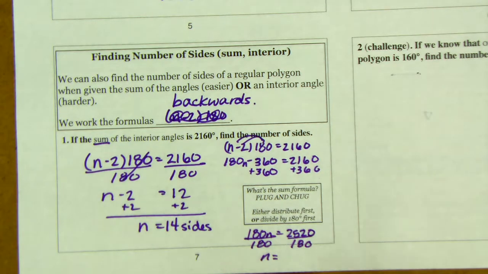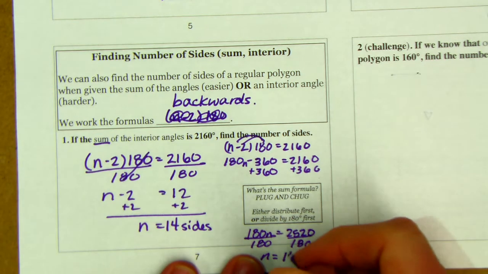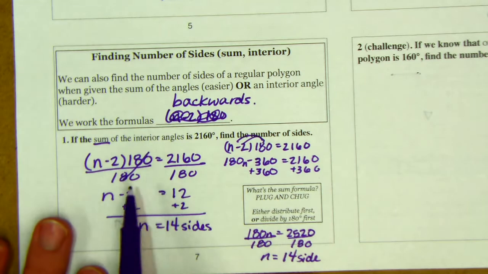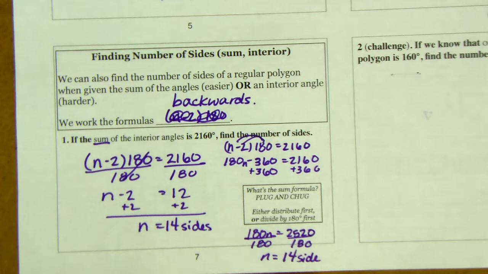This way is actually adding a step, and we get 14 sides. I'm adding a step because first I'm distributing, then I'm adding 360, then I'm dividing by 180. If we do it this way, divide by 180, add 2, it's a little bit quicker, but you can get it the same way.